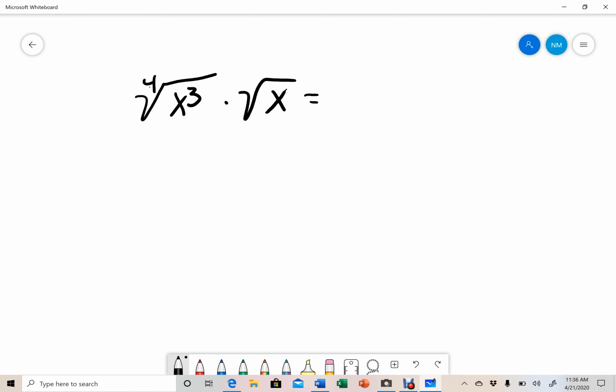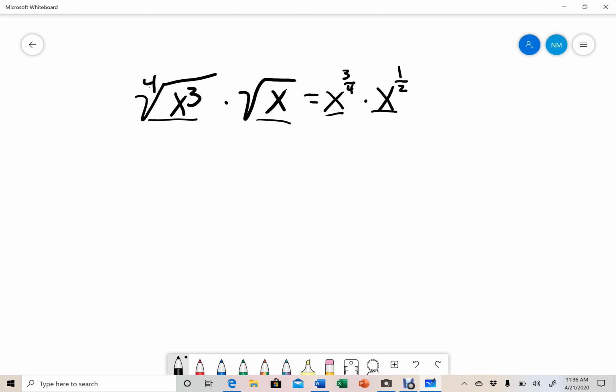When I have a situation like this, I have to turn these into fractional exponents. So I've got x, and my denominator is always my index, so I've got 4, and my exponent is my numerator, times x to the 1/2. So we turn these into fractional exponents. Now this is the same thing as this, and this is the same thing as this. It's just written in a different form. So I haven't changed anything. I've just rewritten them in a different form.